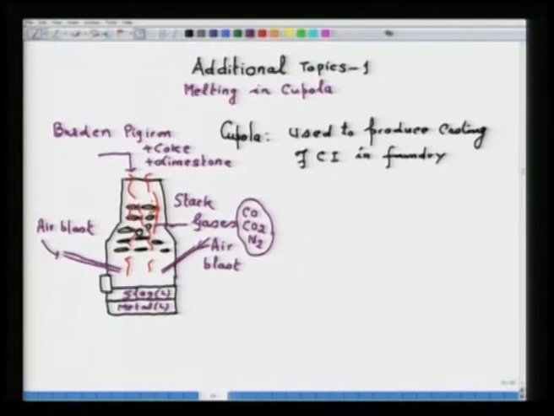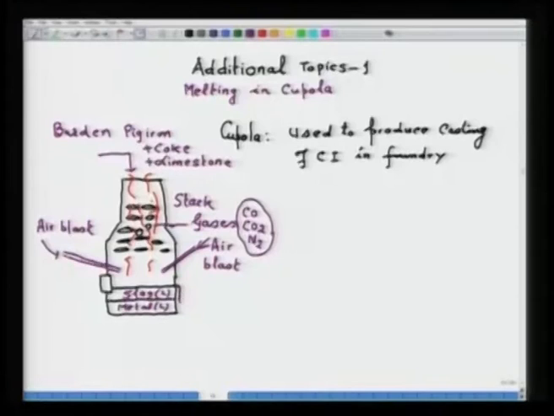They travel upwards, and there is heat transfer, and to a little extent mass transfer may occur, between the descending charge and ascending hot gases. This portion is the hearth, where the liquid metal, which is usually cast iron, is collected at the bottom and slag is disposed. This is the outlet for slag and this is the outlet for metal. This is a very simple operation of a cupola.